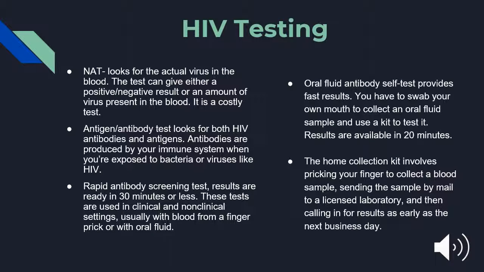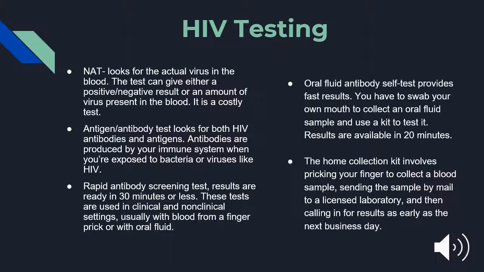HIV testing. The NAT test looks for the actual virus in the blood. The test can give either a positive or negative result or the amount of virus present in the blood. It is a costly test. The antigen or antibody test looks for HIV antibodies and antigens. Antibodies are produced by your immune system when the HIV virus attacks your body.